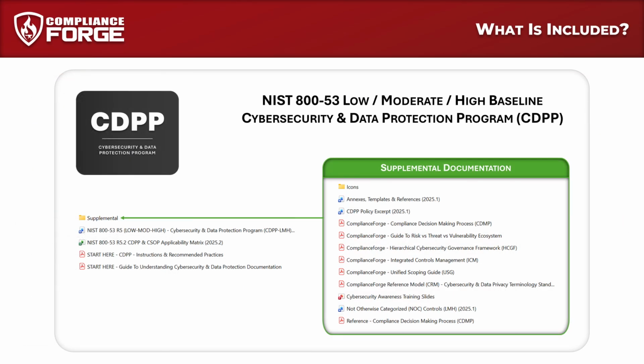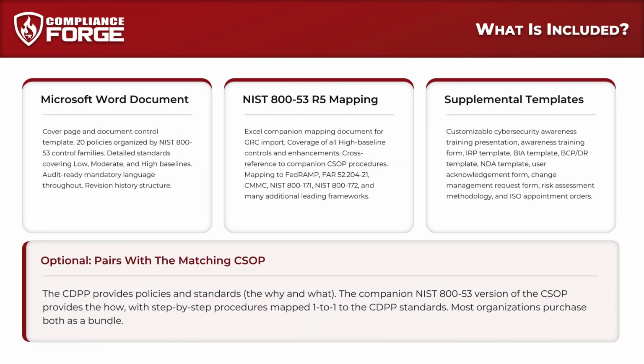So what do you actually receive? Here is a look at the content of the NIST 853 high baseline version of the CDPP, the editable Microsoft Word and Microsoft Excel documentation that is delivered to you. Purchase includes a single entity license, the first year of product updates, and bonus supplemental templates at no additional cost.